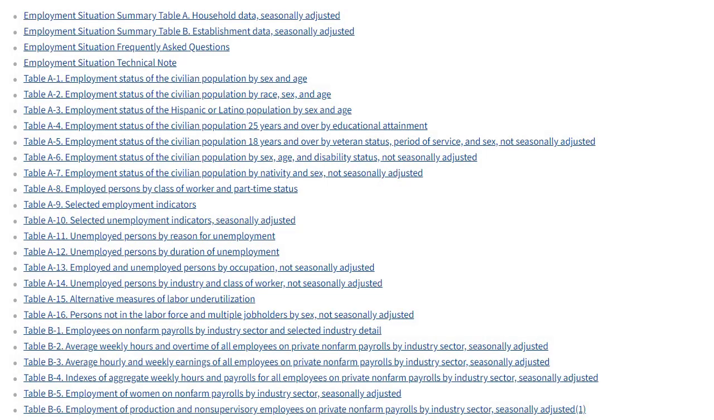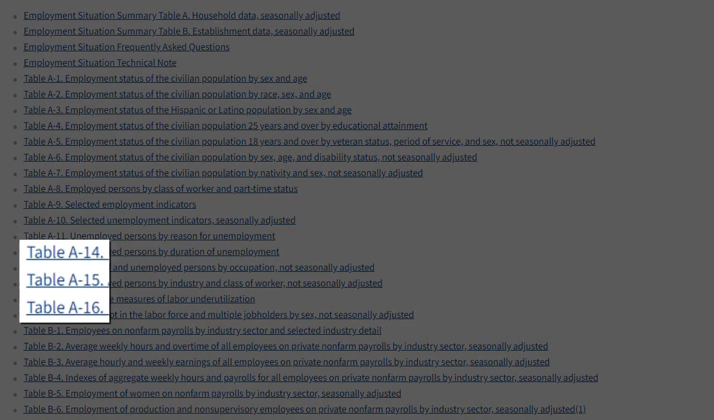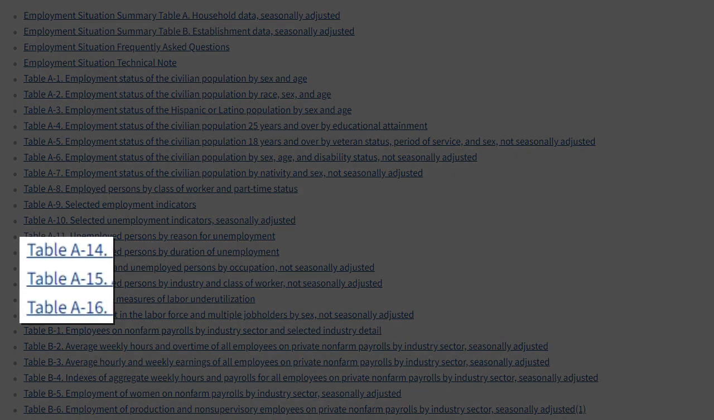So that's a breakdown of how to read summary tables A and B. This is where the most high profile and important data is found, so that's where you're going to want to begin your search. If you want to go deeper and get into more detail, get into the weeds with the unemployment data, you can check out the other tables. But I'm going to point out 3 tables in particular that I think are worth keeping your eye on and paying attention to, and that's tables A14, 15, and 16.